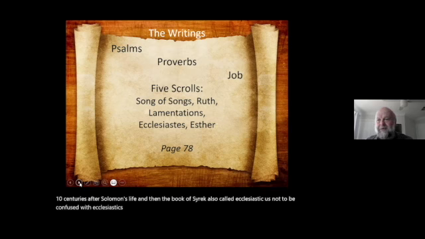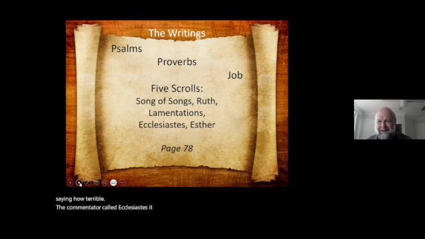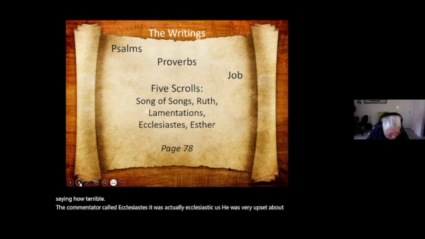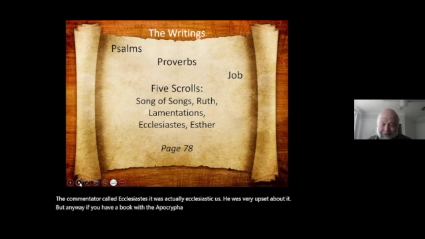There was a reading, for those of you who may have watched or seen excerpts from the funeral of Prince Philip recently, from the book of Ecclesiasticus, and one of my learned biblical scholar friends in England put up this post saying how terrible. The commentator called it Ecclesiastes. It was actually Ecclesiasticus. He was very upset about it. But anyway, if you have a book with the Apocrypha, you could have a bit of a look at those. Both of those have stuff about wisdom, which is really good, but we're not heading down that track.